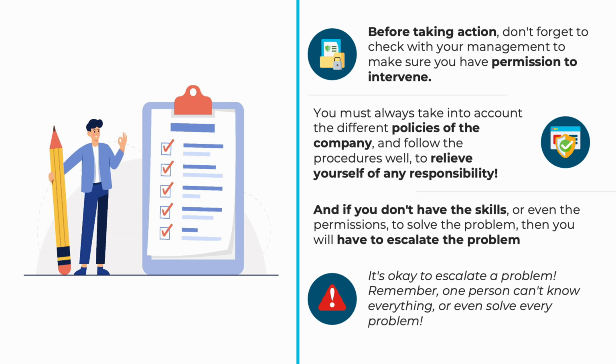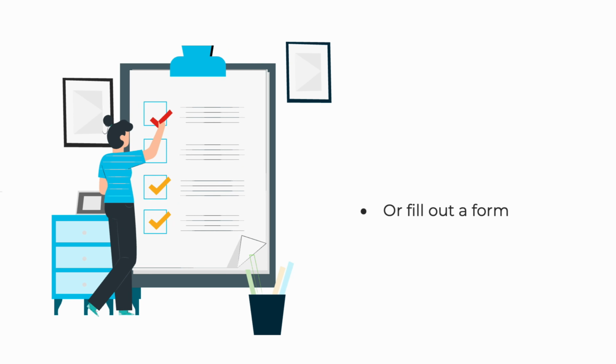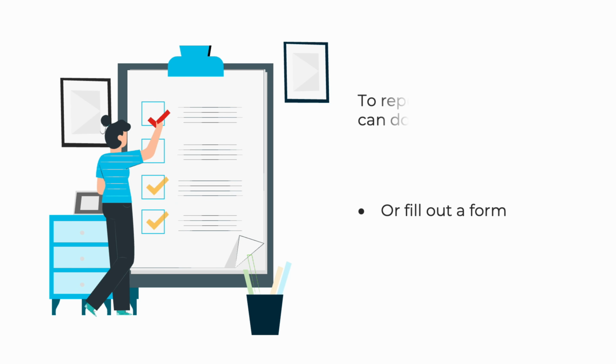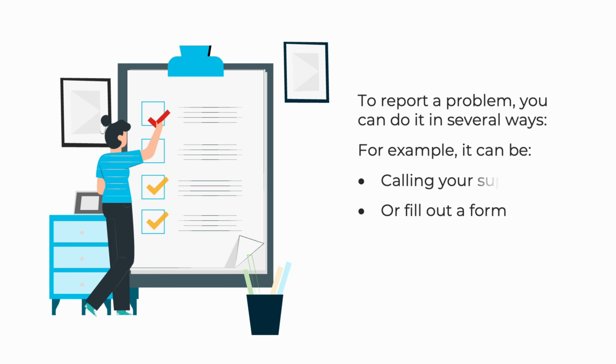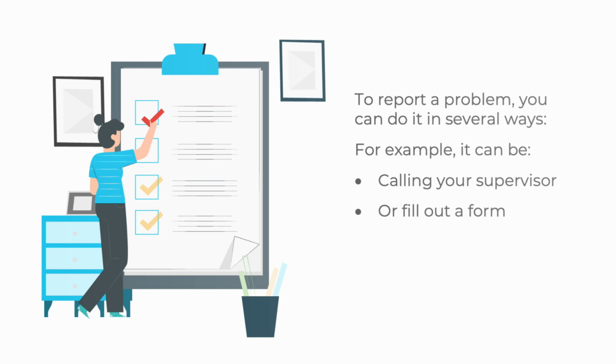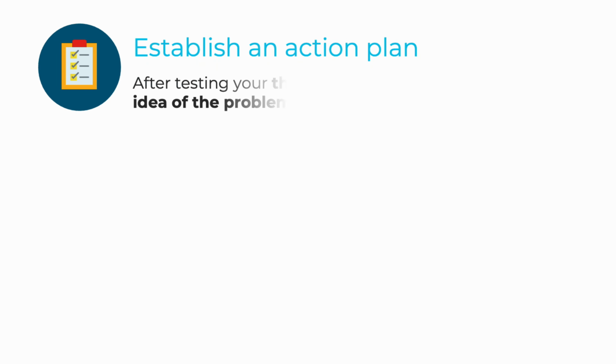It's okay to escalate a problem. Remember, one person can't know everything or even solve every problem. There are a few ways to escalate a problem. In fact, it all depends once again on the company's policy. For example, it can be calling your supervisor or filling out a form that will be sent to another department. After testing your theory yourself, you should have a good idea of the problem.